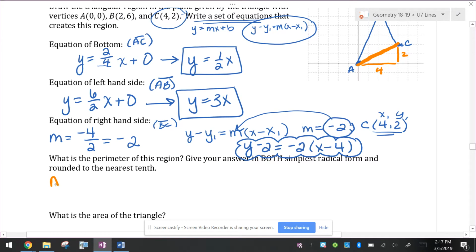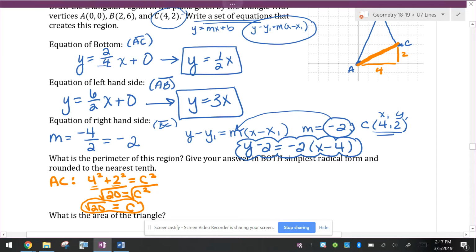So the length of AC, actually I'm going to put a semicolon here, is going to be 4 squared plus 2 squared equals C squared. Just use Pythagorean theorem. So that's 16 plus 4, so 20 equals C squared. C equals the square root of 20. I'm just going to leave it unreduced for now.